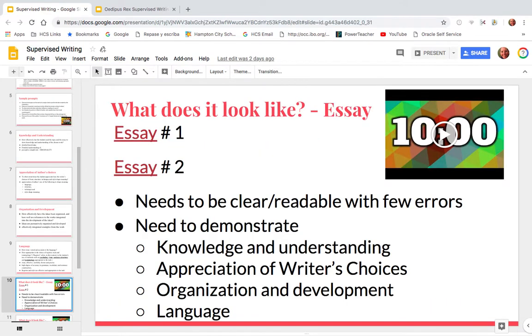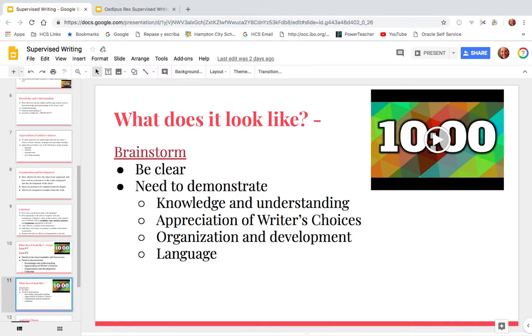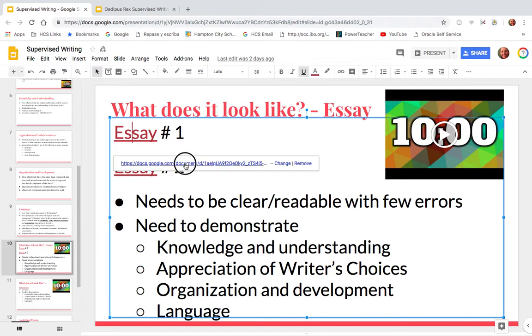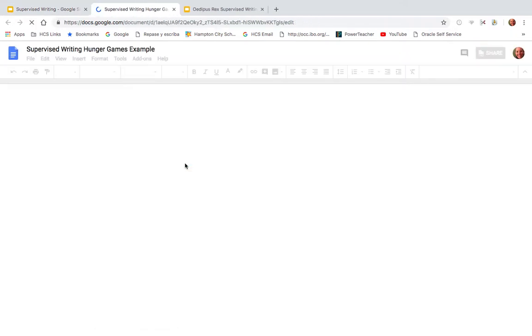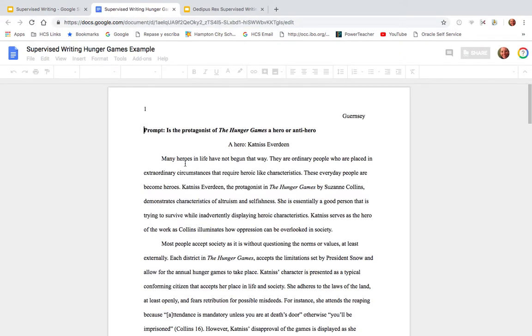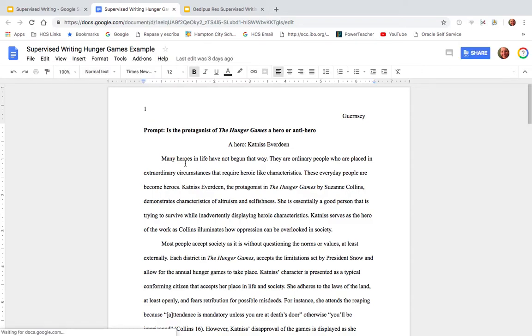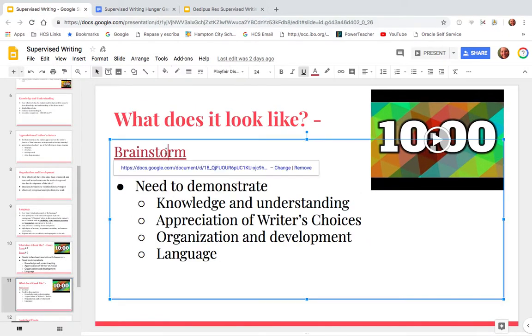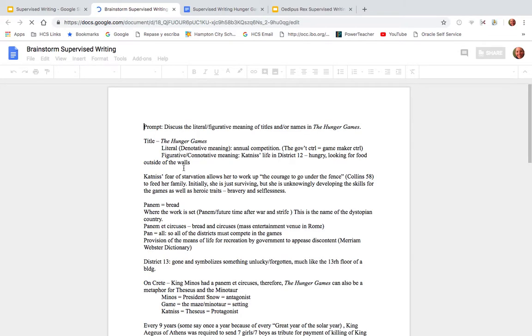So I want you to look at two examples. Here's an essay example, and then there is a brainstorm example. There are two ways that you can do a supervised writing, and you have an example or a copy made for you on the Google Classroom, so you can do this on Google Classroom. But I want you to look at both of these so you can see how each of these does those four things.